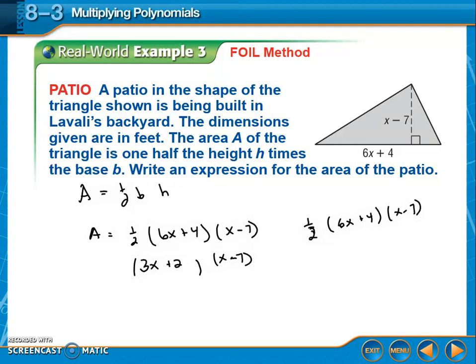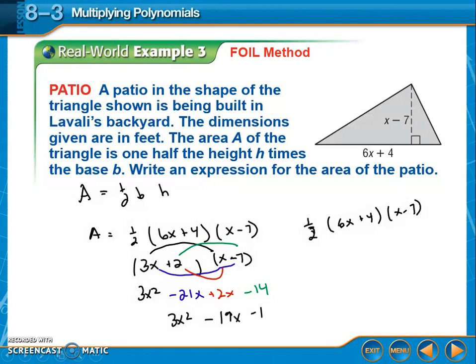But either way. All right, so if I'm going to do this, I'm going to use my FOIL method. So I'm going to multiply my first terms. 3x times x is 3x squared. Then I go 3x and negative 7 is negative 21x. My inside terms give positive 2x. And my last term is negative 14. Combining like terms on that, I'm going to get minus 19x minus 14.